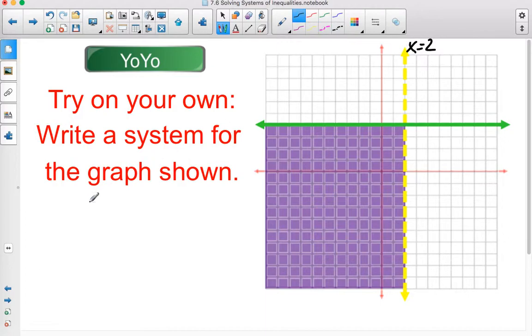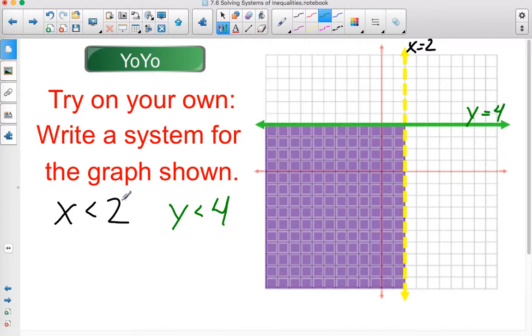This yellow equation is going to be, I want to be to the left of x equals 2, so I need to be left or less than 2. This green boundary line is y equals 4, because I have a y coordinate of 4 on that line, and I need to be below that line. Below is less than, so I need all the points that are less than x of 2 and less than 4. Those are the two conditions I needed to write out.